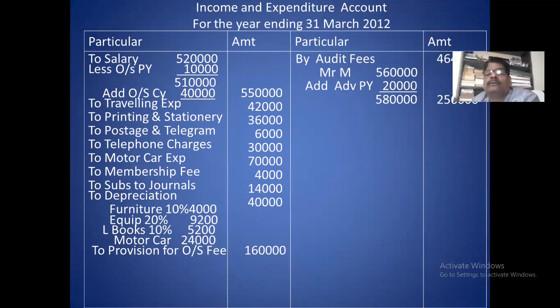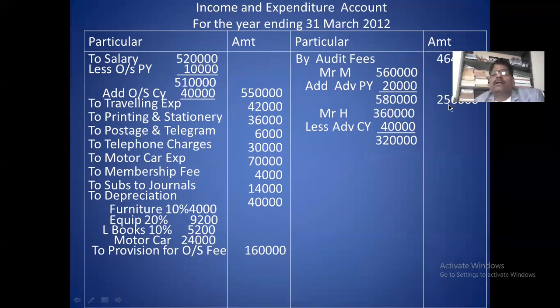And second one, partner H. 3,60,000 is the audit fee received. Out of this, less advance of current year. H is advance of current year, you deduct it. Balance is 3,20,000. On this 3,20,000, you calculate 80%. 80% of this is 2,56,000. Okay. 2,56,000. This is audit fee.